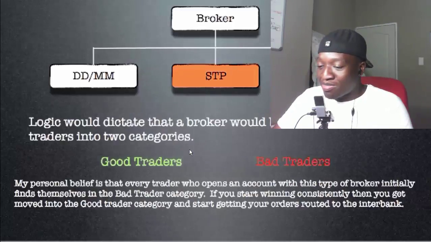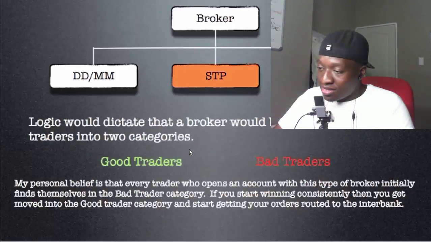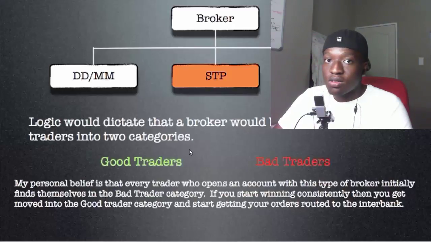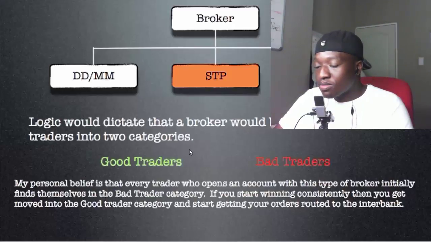Now, I might be way off base here, but logic would dictate that brokers would break up their traders into two basic categories, good traders and bad traders. My personal belief is that every trader who opens an account with these type of brokers initially finds themselves in the bad trader category, or the trader that doesn't get routed to the interbank. If you start winning consistently, then you get moved to the good trader category and start getting your orders routed directly to the interbank market. It should be noted that I've got no foundational basis to believe that brokers route one group of people to a good category and another group to a bad category.